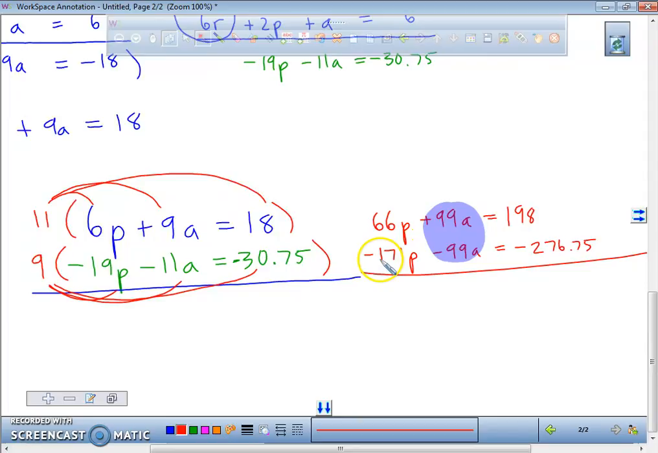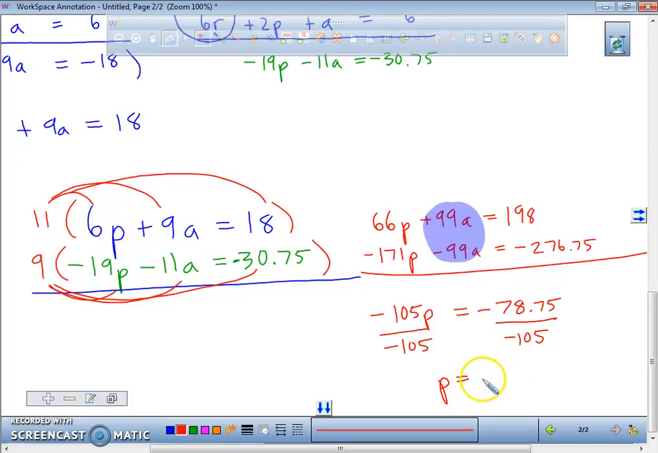Okay, what's negative 171p plus a 66p? Negative 105p equals, what's negative 276.75 added to a 198? Negative 78.75. The last step is to divide both sides by negative 105. And the price for pinball is 75 cents. So we did all that work so we could find the price of pinball. It would be 75 cents.